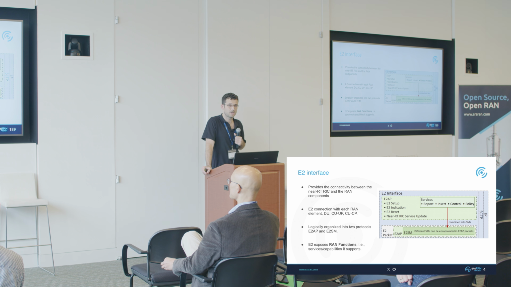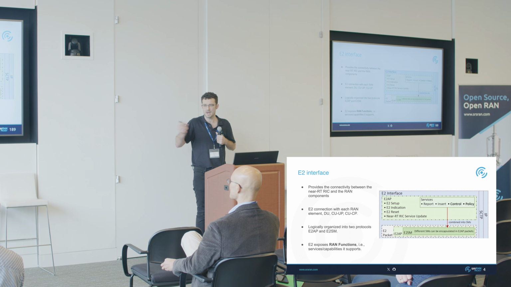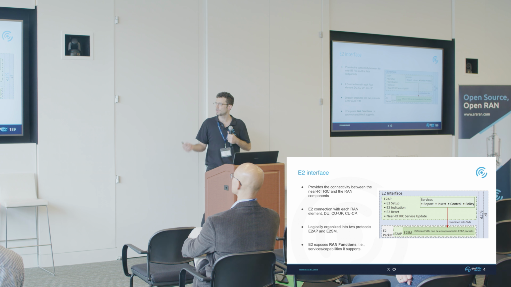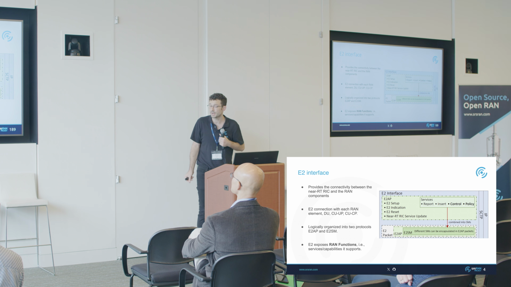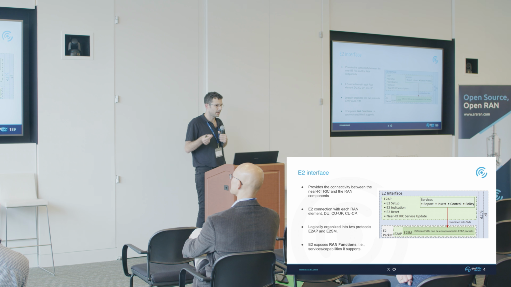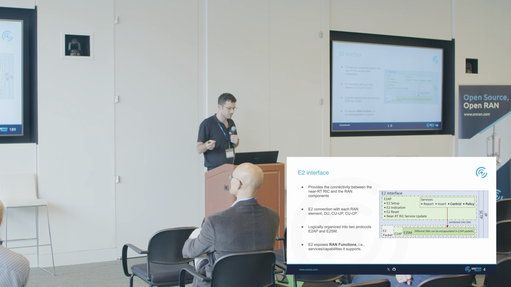The E2 interface is logically split into two protocols. The E2AP protocol is the transport protocol that manages the actual moving back and forth of data between the RIC and the RAN, and then the E2SM is the actual service provider that provides the actual metrics and control services to the RAN, to the RIC.